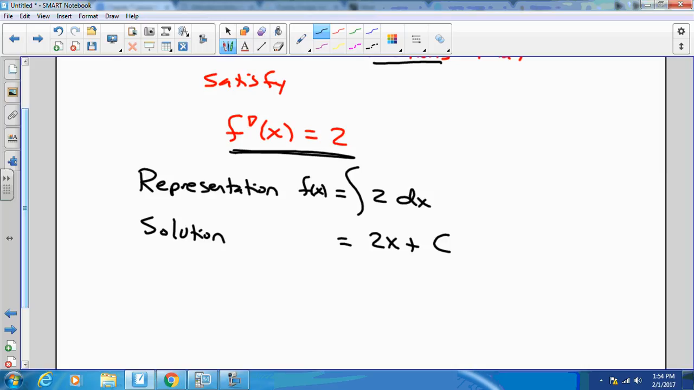Yes, you should definitely check it. Now, I like this problem because it says something really profound. Take a look. It is saying that the function that has a constant slope of 2 is a linear function. Isn't that nice? That makes a whole lot of sense.